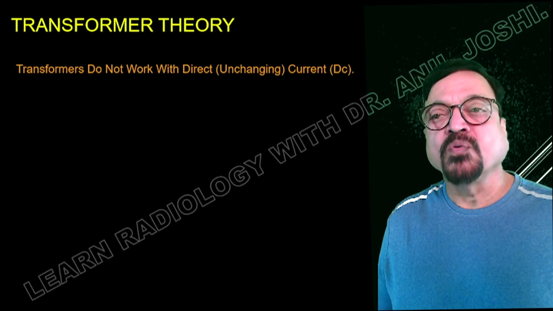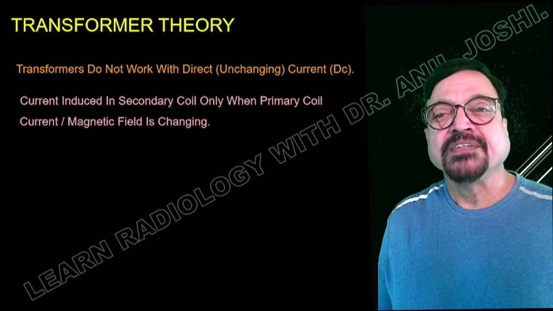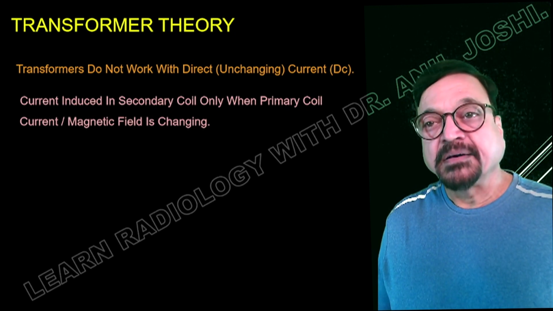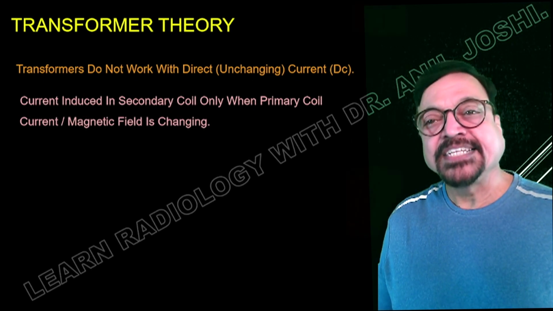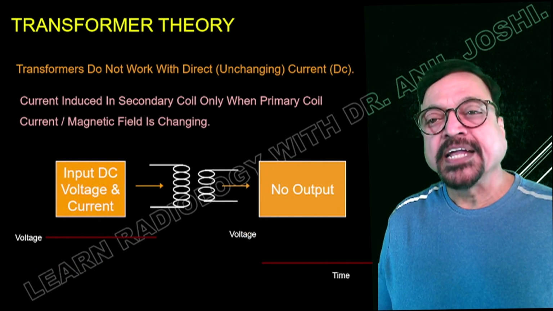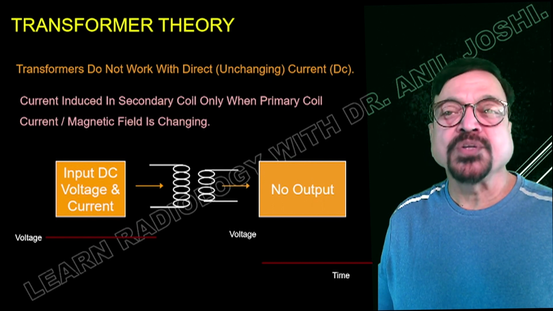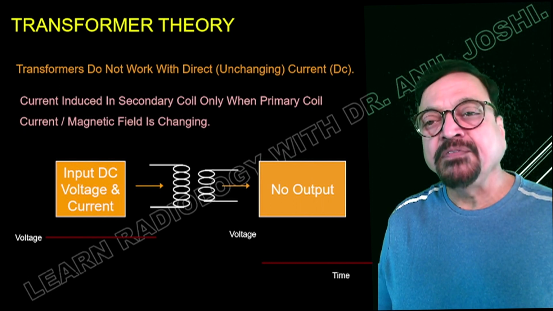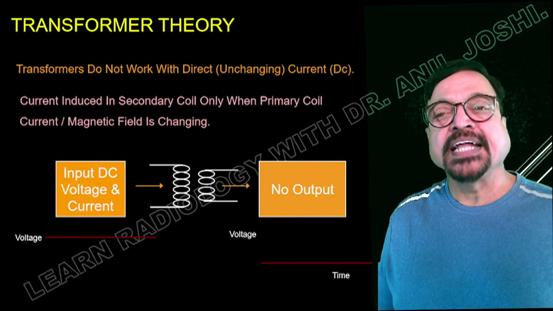Now what is the transformer theory? Transformers do not work with direct or unchanging current, that is DC current. Current is induced in the secondary coil only when the primary current or magnetic field is changing. You are seeing here, if you put DC as the incoming, there will not be any output because there is no change in potential difference. DC is a continuous wave, so a transformer will not work with a DC current.